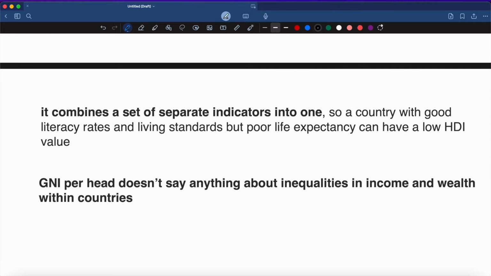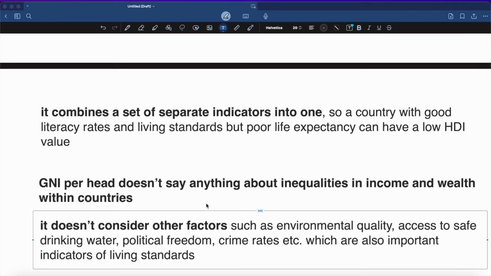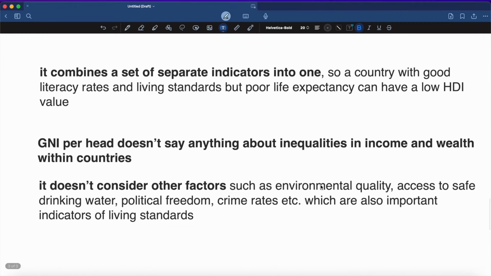Another reason why it's a limitation is because it doesn't consider other factors such as environmental quality, stuff that even the GDP doesn't do, right? It doesn't look at environmental quality. It doesn't look at access to drinking water, the basic stuff.